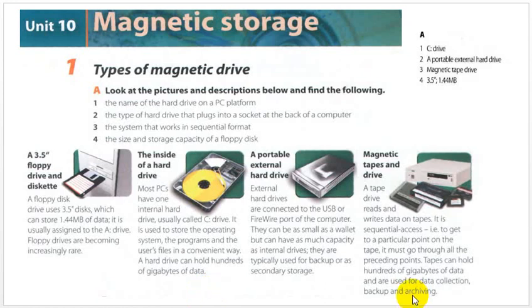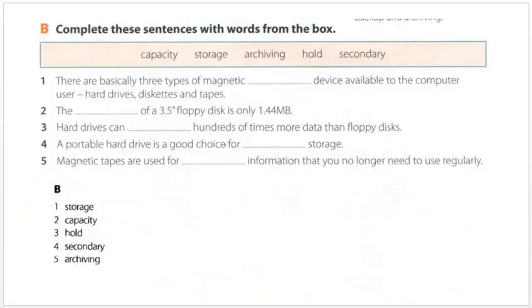This word is not archiving. This is archiving. Please pay attention to this word. Okay, let's see. Here we have an exercise, and in this exercise we have to complete these sentences with words from the box. What are the words from the box?